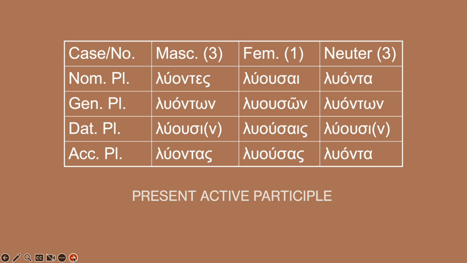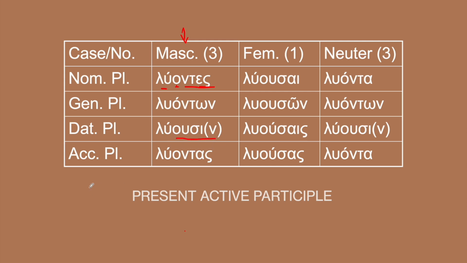So here are the plural forms. So luantes for the masculine, luantes, luanton, luusin, luantas. For the neuter, luanta, luanton, luusin, and luanta. And the feminine, luusai, luuson, luusais, luusas. So everything's as it should be here. Verb stem, connecting vowel, nu tau, and the epsilon sigma for the nominative plural. Same with the genitive plural.